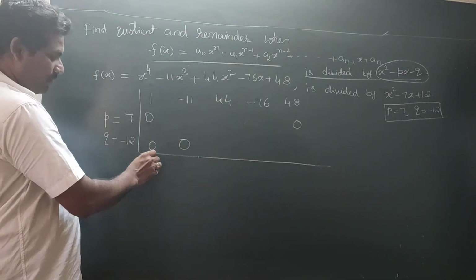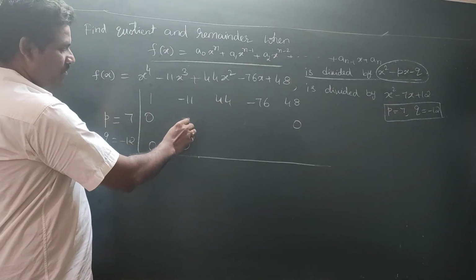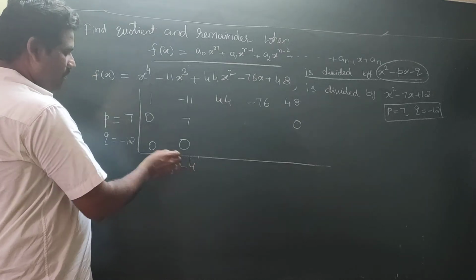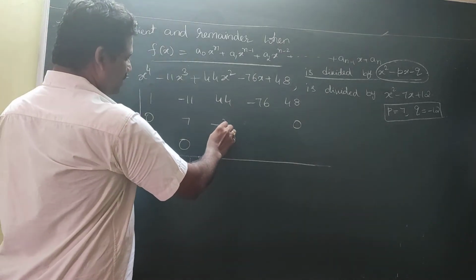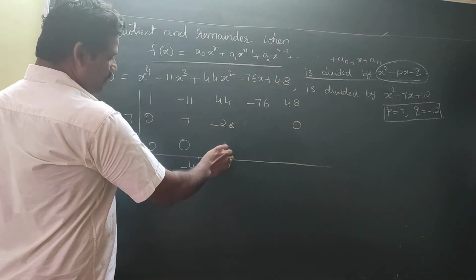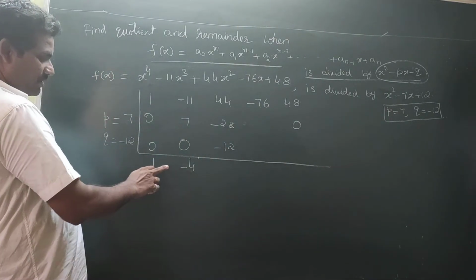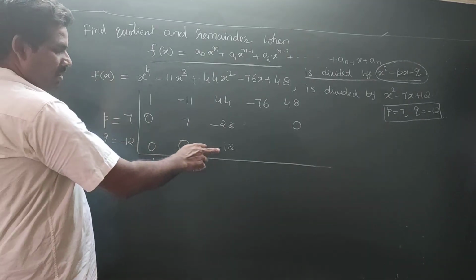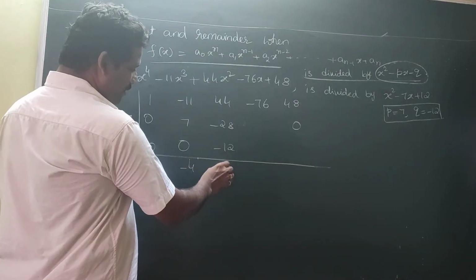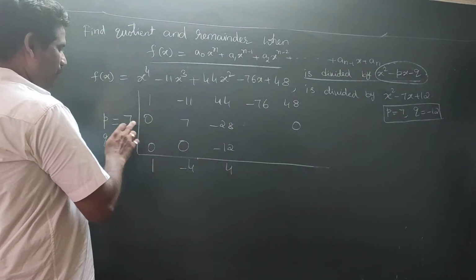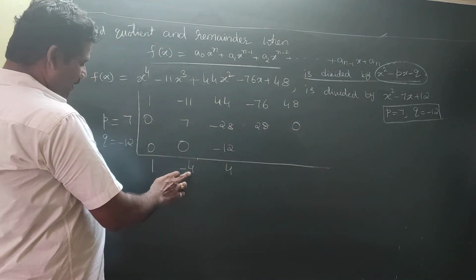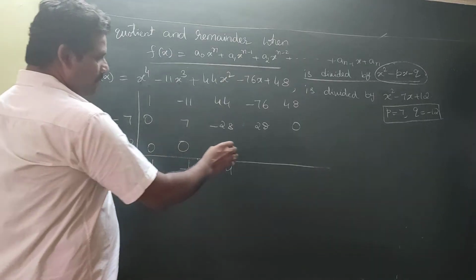1 plus 0 plus 0, 1. 1 into 7, 7. Minus 11 plus 7, minus 4. 7 into minus 4, minus 28. 1 into minus 4, minus 4. Observe that one. Before minus 4, 1. 1 into minus 12, minus 12. 44 minus 28, minus 12. 44 minus 44. 4 into 7, 28. Before 4, minus 4. Minus 4 into minus 4, plus 48.